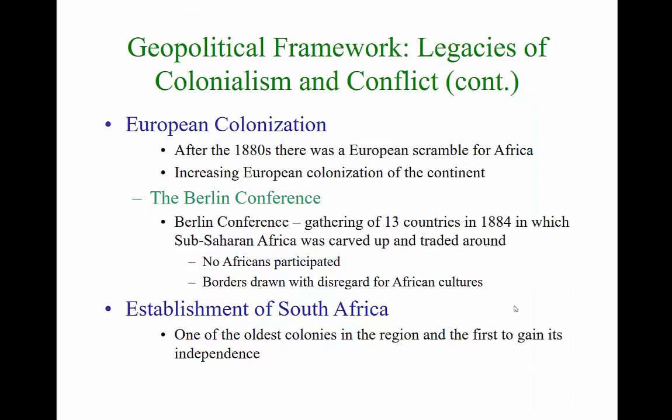In 1884, basically, Sub-Saharan Africa was divvied up in a meeting of 13 different countries with very little regard for the boundaries that people created there to begin with. So we can see some of the issues that we have in, say, Yugoslavia. We're just putting different culture groups within the same geopolitical framework.